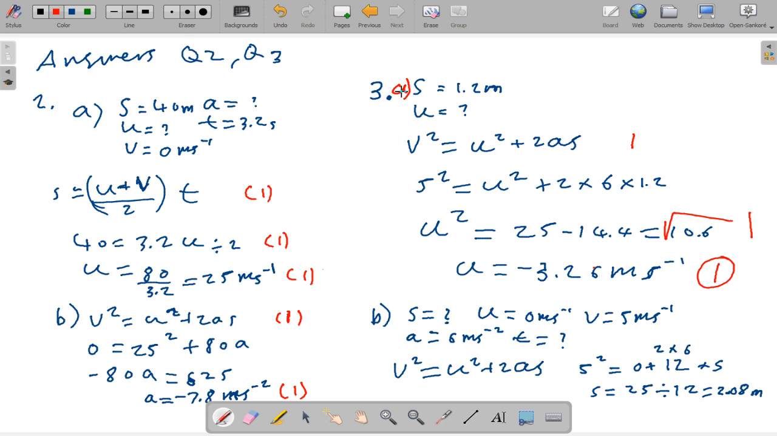So for part B, knowing all these values, you can use v squared equals u squared plus 2as, and then you can rearrange to find s. So 0 equals 25 minus 12s, and then s is 25 over 12, which is 2.08 meters. So that's it for this tutorial. Hope to see you next time.